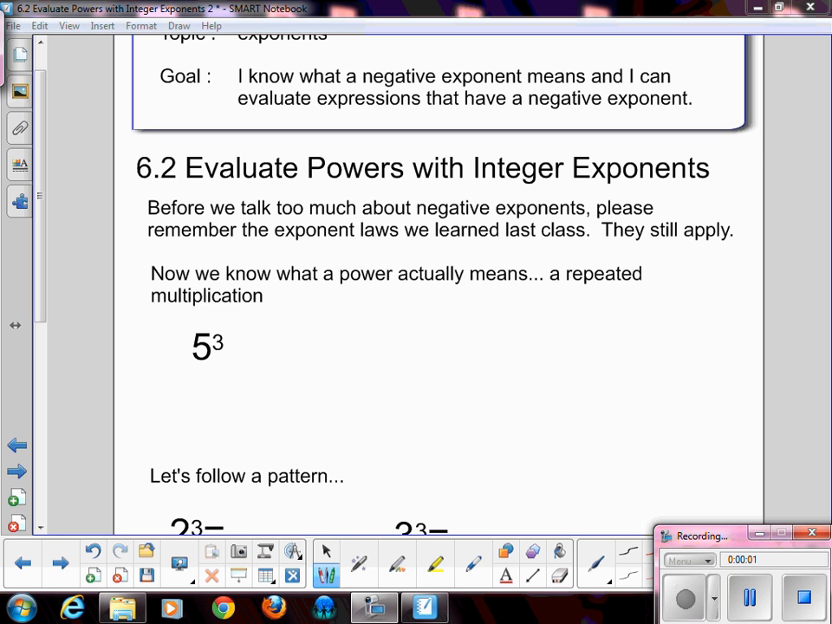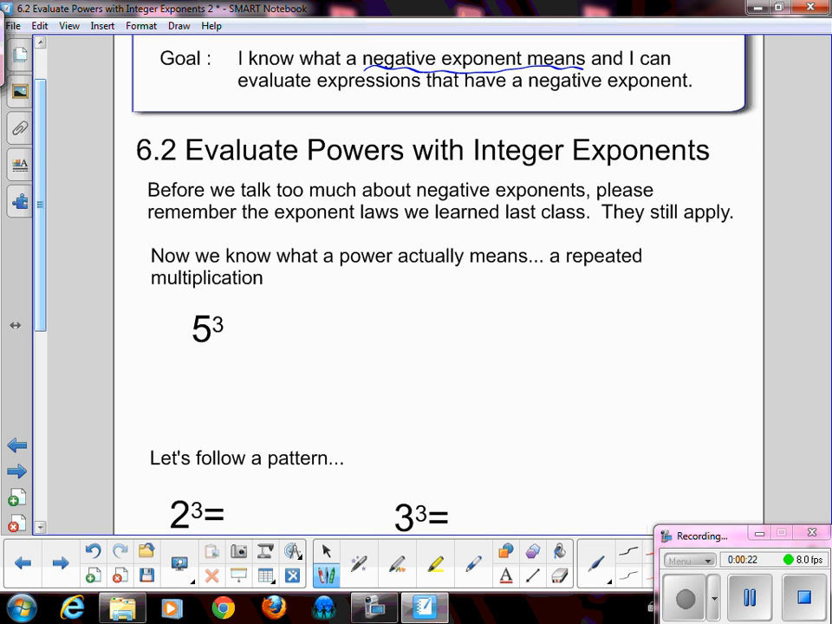Okay, so today we're still working on exponents, and our goal is I know what a negative exponent means. Now, we talked a little bit about that yesterday in the video, but we're going to look a little closer at it today. And I can evaluate, in other words, actually do the calculation of expressions that have negative exponents. So before we talk too much about negative exponents, please remember the exponent laws we learned from last class. Okay, they still apply to everything we're doing.